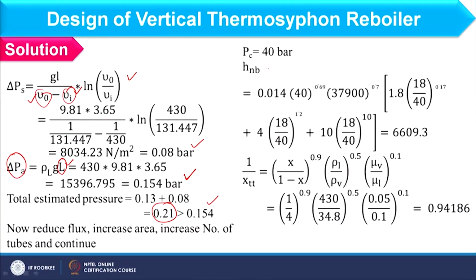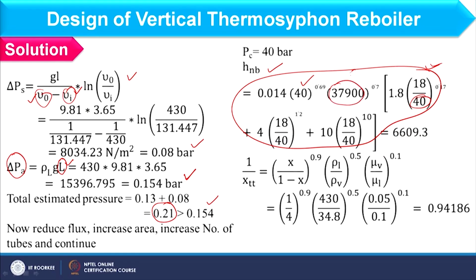To find out HNB, that is the heat transfer coefficient through nucleate boiling, we have this expression. I have already put the values over here, but I hope you can identify the expression. It will depend on the critical pressure, right. So, critical pressure is 40 bar and here we have flux. This is basically the Q, which is the flux. So, right now I am taking the same flux, that is the maximum heat flux, which is 37,900.